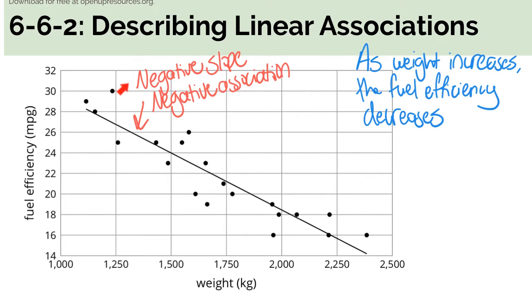And one thing you'll notice is that when this happens, you'll have a negative slope, and we actually call that a negative association in the data. So you can use those terms going forward.